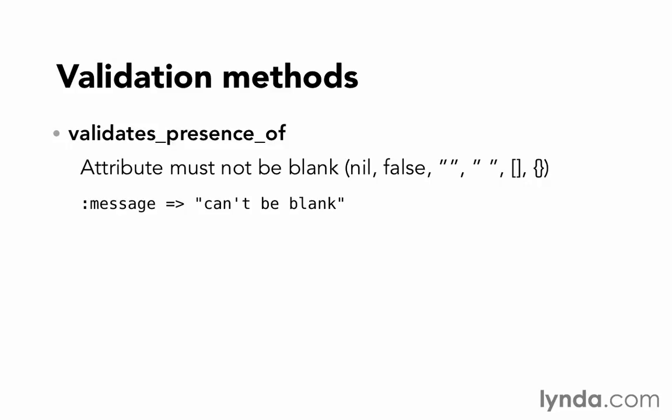Validates presence of makes sure that the attribute is not blank. Blank in Rails encompasses nil, false, an empty string, a string with only spaces in it, an empty array, and an empty hash. If we have this validation on one of our models and we submit an attribute that's considered blank, then that model will be marked with an error saying that name can't be blank. We can customize the last part of that message by passing in a new message in the options hash.